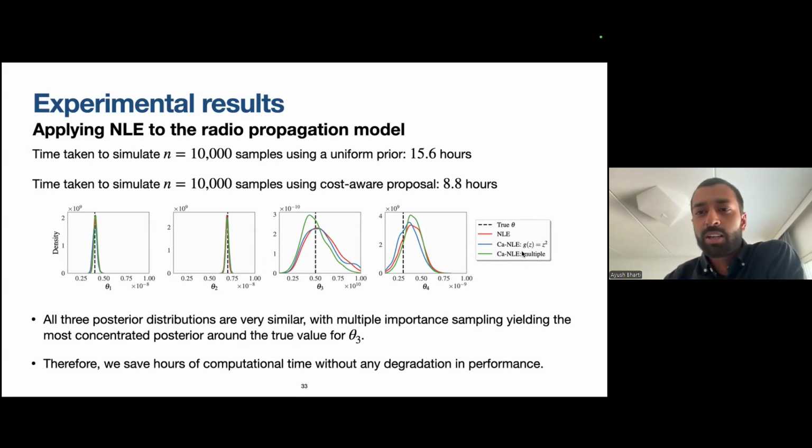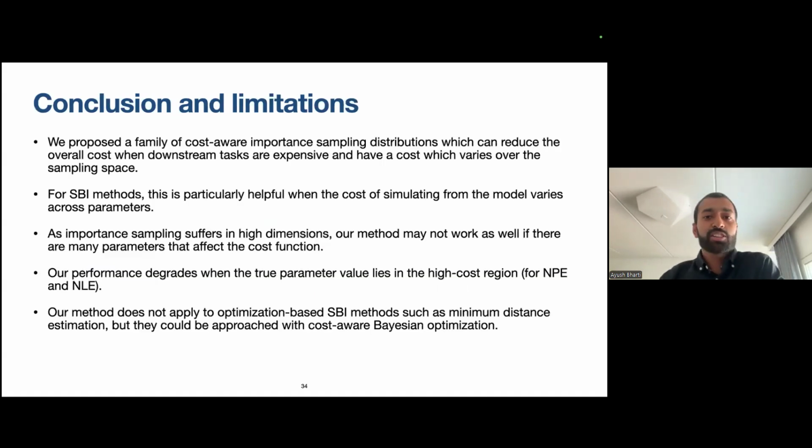For the multiple cost-aware method, we actually even see a slightly better posterior, at least for this parameter that was controlling the cost. Anyway, the whole point is you get similar results by saving hours of computational time, right? That's pretty much it for the end.